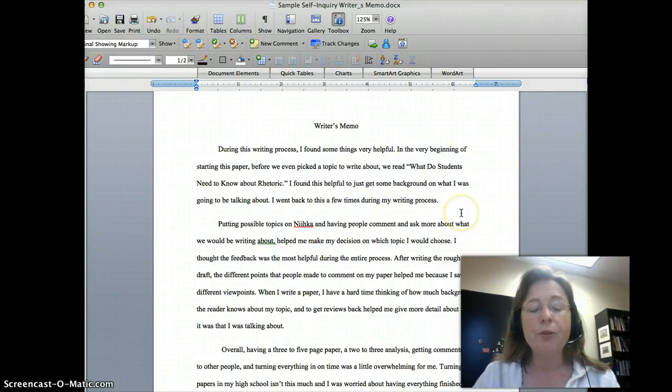So I would imagine your writer's memo for a longer paper should be about 5 minutes minimum, but you can take as long as you want. You could take up to 15 minutes to talk me through the paper, the decisions that you made, and problems that you feel you're having, and maybe some strengths. Maybe if there's some spots in the paper you're particularly proud of, you want to point me to those as well. So that's the writer's memo.